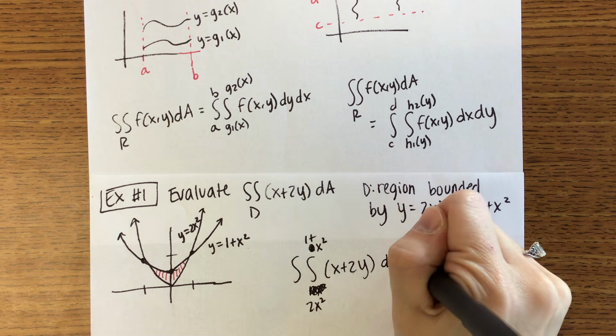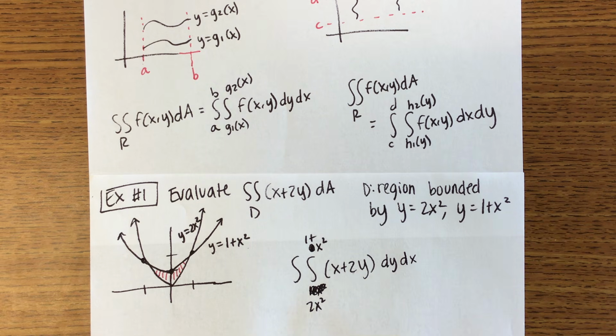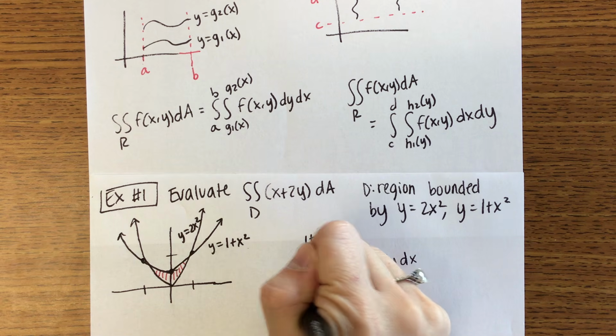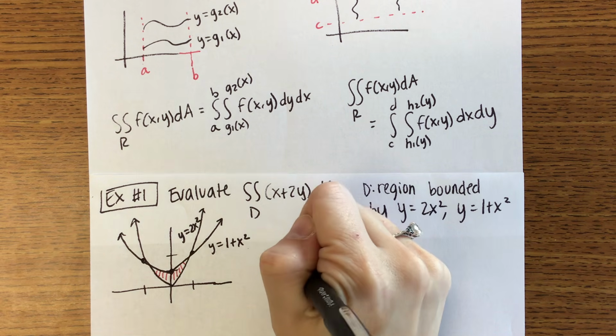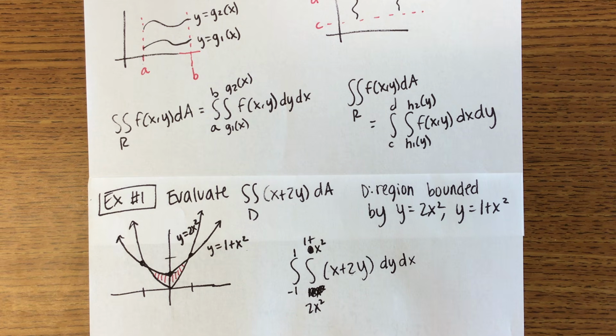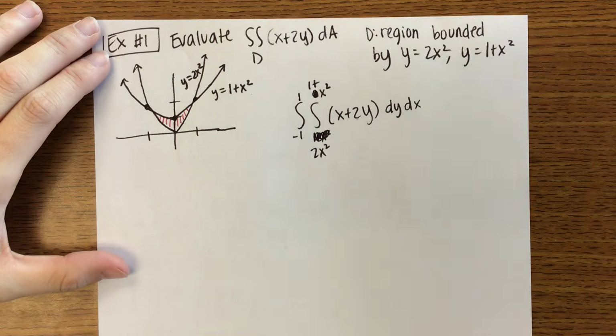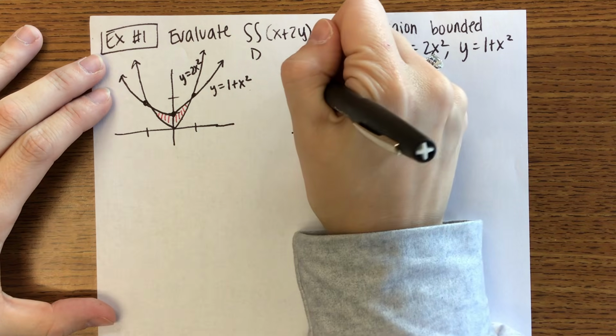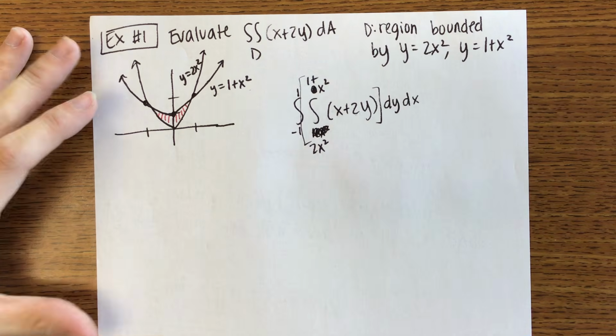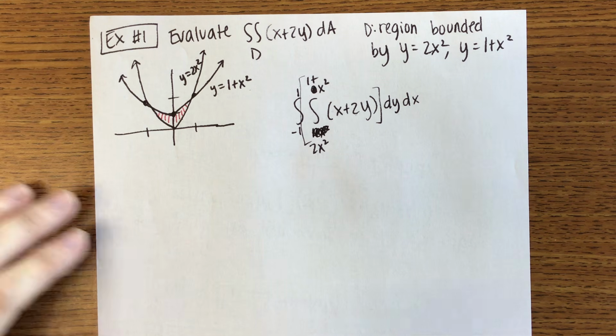Now we need to integrate with respect to x first. Your outer limits are always constant. So leftmost point has an x value of -1. Rightmost point has an x value of +1. This then is what we're going to be integrating. So we're going to integrate exactly the same as we did in 15.1. We're going to do the inner integral first. So you're going to integrate with respect to y first.